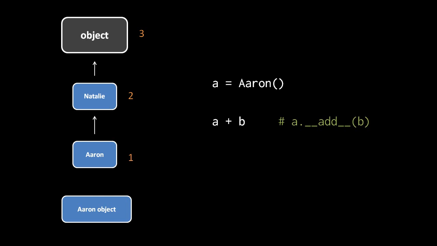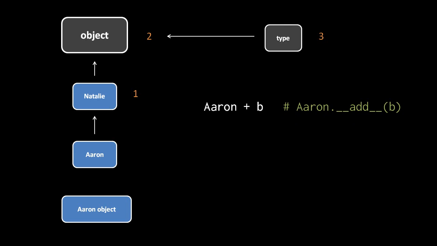The real reason for this rule, though, is that when we use an operator on a class object itself, we don't want the operator method to be found in that class itself. So for example, if Aaron itself had a method called __add__, and we invoked Aaron with the addition operator, don't ask me why you would do this with a class, but if you did, you wouldn't want it to be found in Aaron itself, because when Aaron defines an add method, that's for instances of Aaron, not for the class Aaron itself.